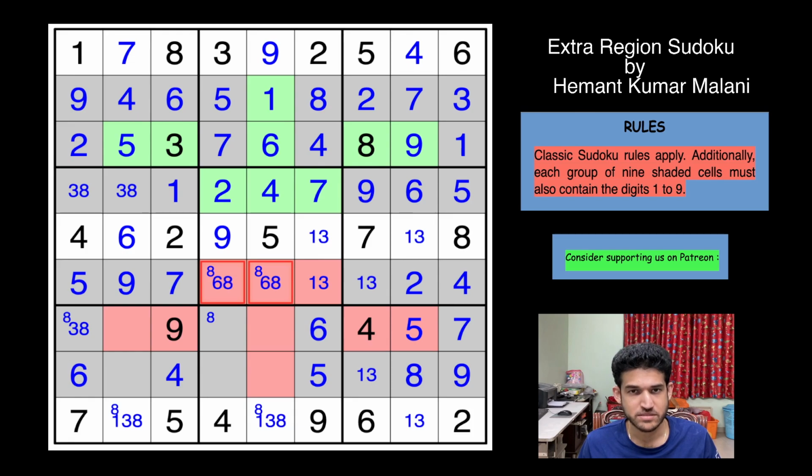Gorgeous creation, guys. Hats off to Hemant for creating such a wonderful Sudoku. This is 6, so you have a 6 8 pair.